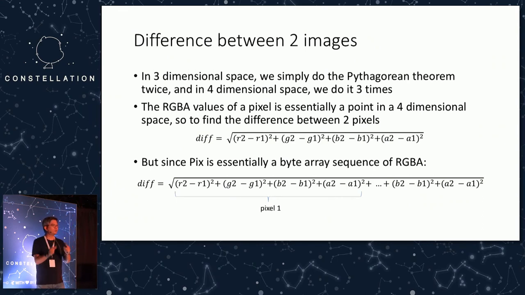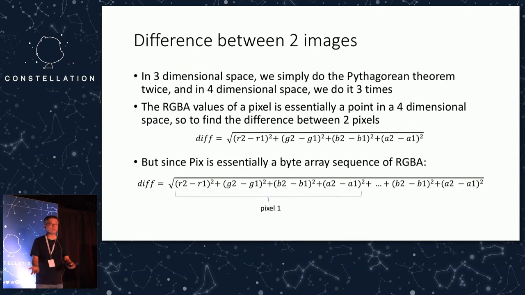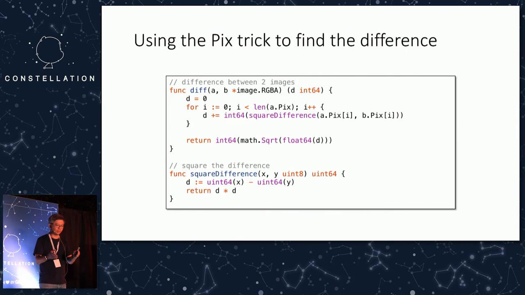But there's a trick. If you have to do that for every pixel, you have to do a loop 26,800 times. But we don't need to do that. Why? Because pix is basically one long byte array sequence of RGBA. So if you want to find a difference, you do R2 minus R1 squared plus G2 minus G1 squared for the first pixel, then you add the second pixel, third pixel, fourth pixel, until the last pixel. Then you do the square root of the whole thing. And that's basically the difference. It's kind of cheating, I know, but when the language gives you a way to cheat, why not? So you find the difference by squaring it, summing the differences, and then doing a square root of it. Pretty simple.